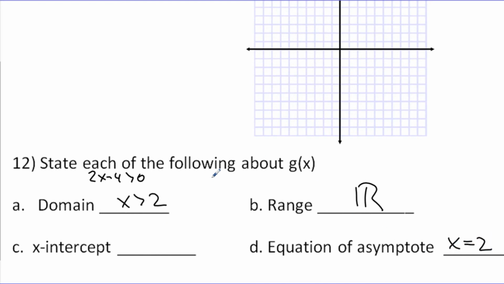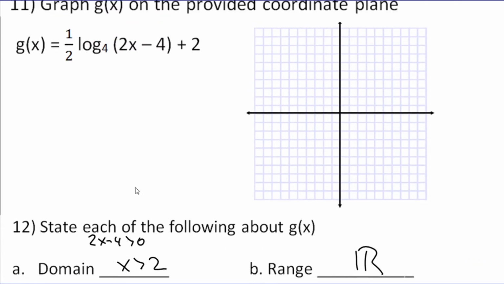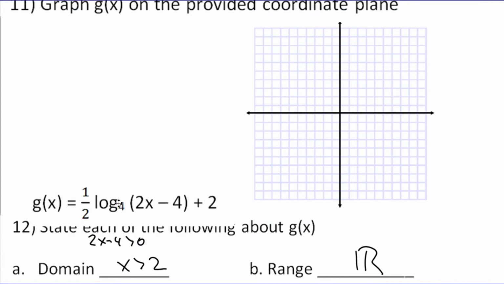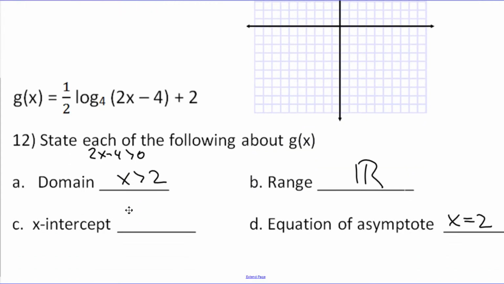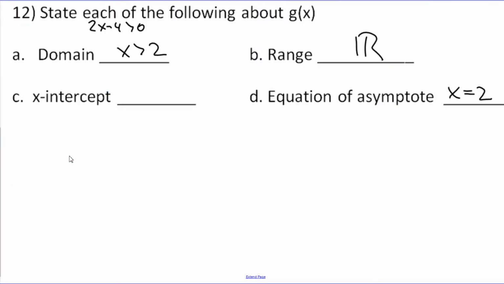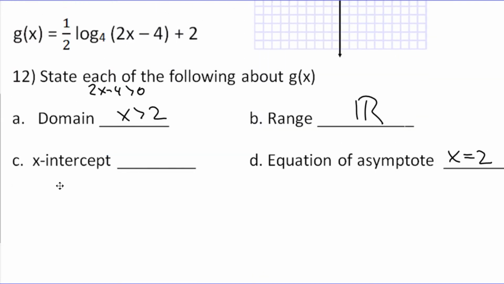Okay, and then to find the x-intercept, we're going to take this expression. Let me move it down so I don't have to keep moving up and down again. I'm going to set it equal to 0 and solve and see what happens. Okay, so I'm going to say 0. Get a good color. Purple looks good. Okay, 0 equals 1/2 log base 4 of 2x minus 4 plus 2. So I'm trying to find out what x has to be so that y will be 0.